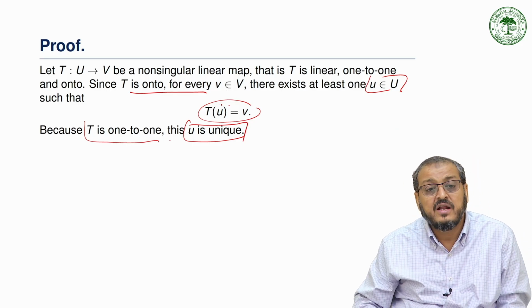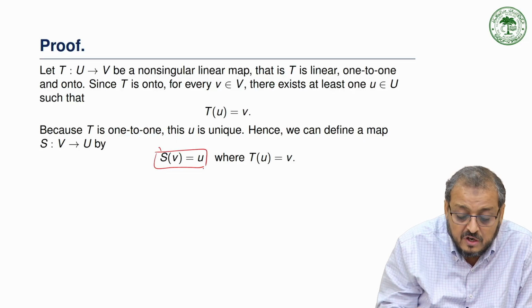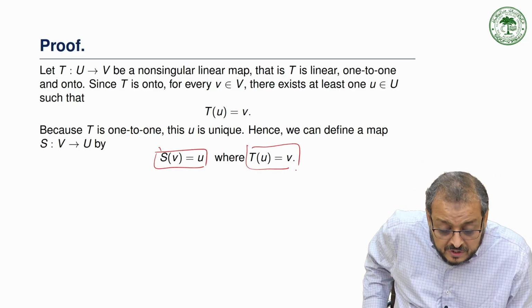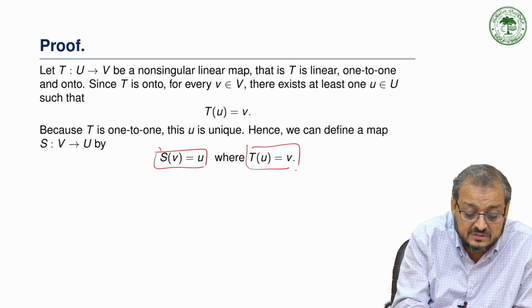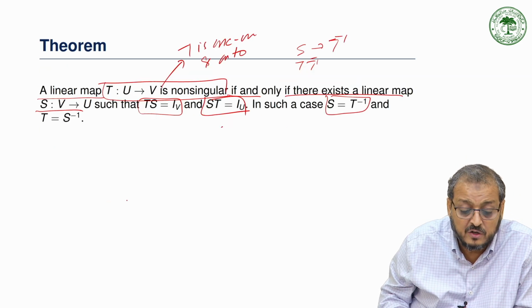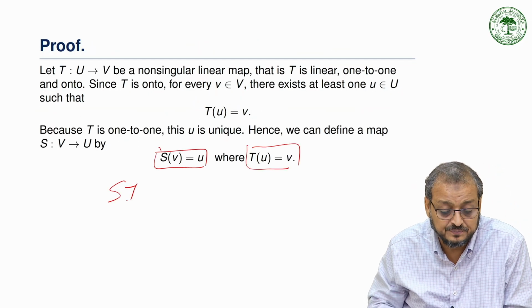Now we define another map S from V to U by S of v equal to u, where T of u is equal to v. Now we have to find the two maps TS and ST. So we try TS first.